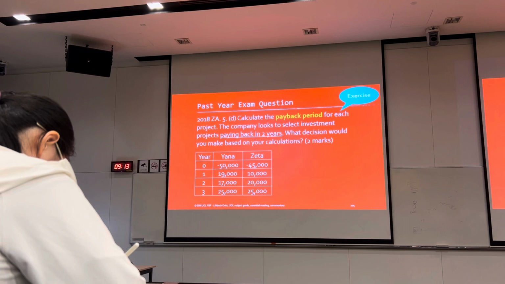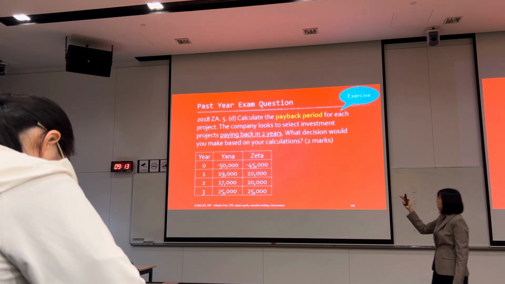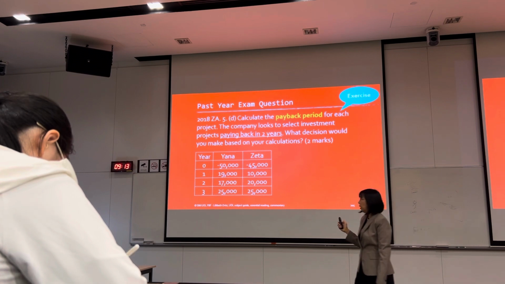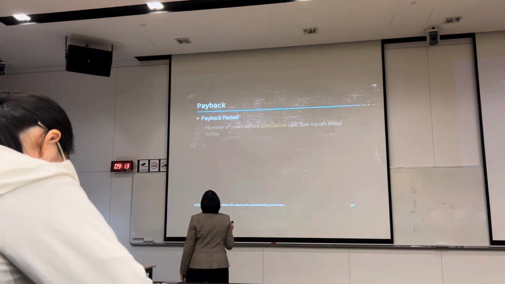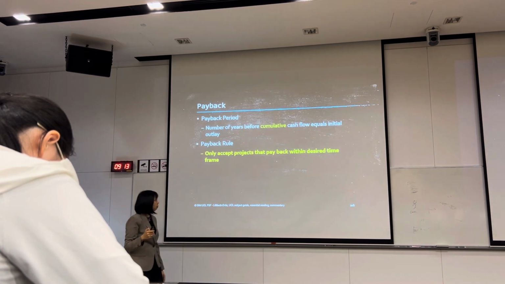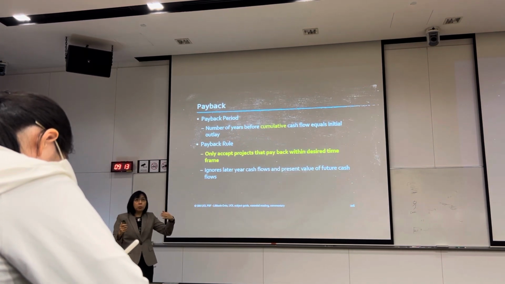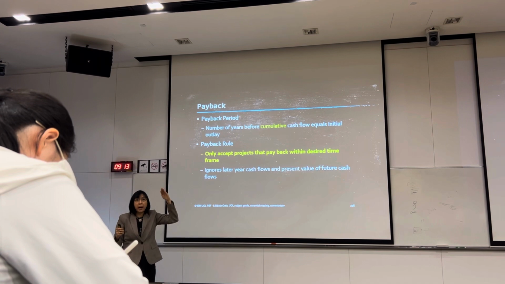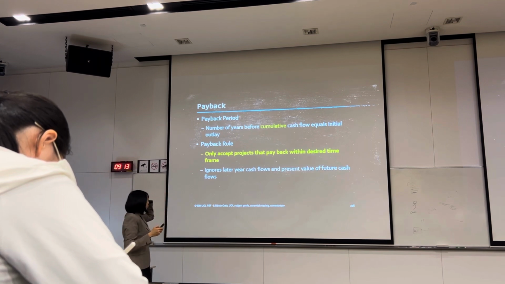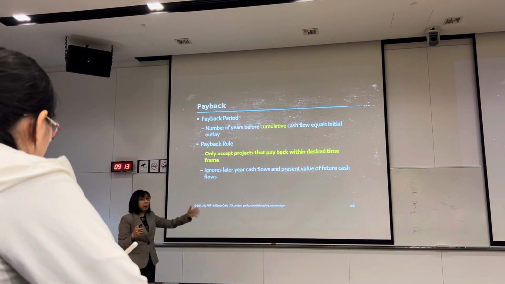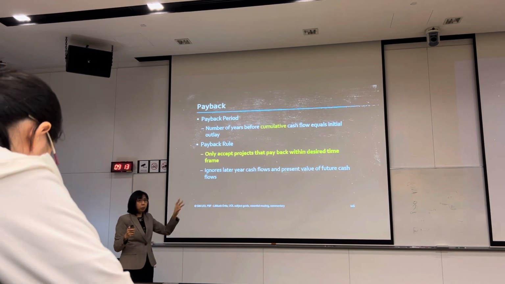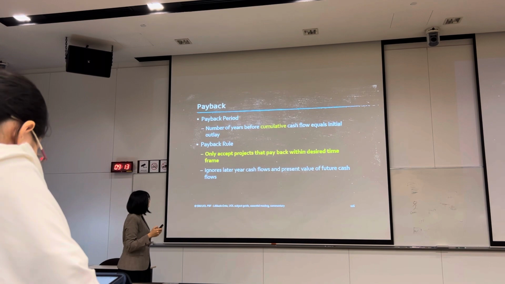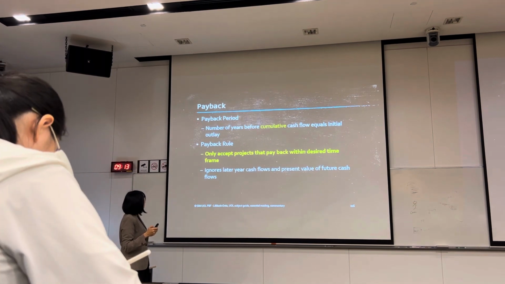So the rule is the cutoff period is 2 years. So which of these projects will pay back in 2 years? So this is the payback method. You just accumulate your cash flows, basically add them up to find out at which point you are paid back, up to which point you get 50 or 45,000 back.